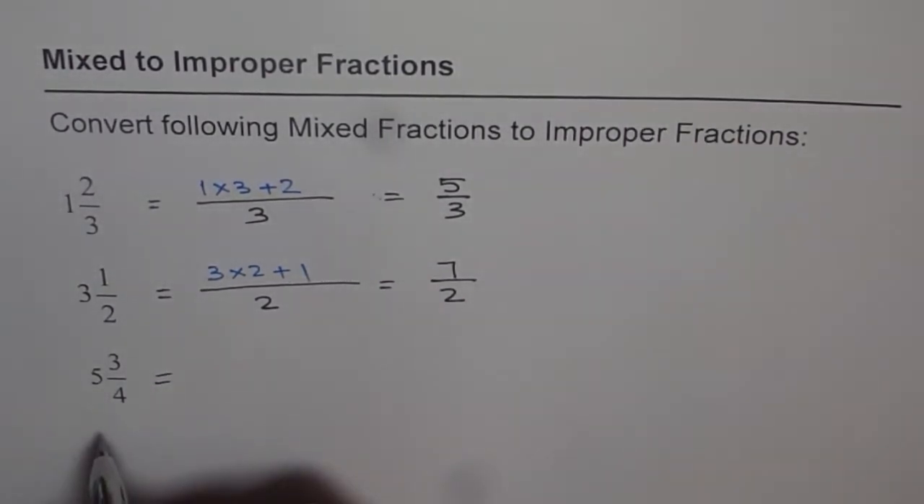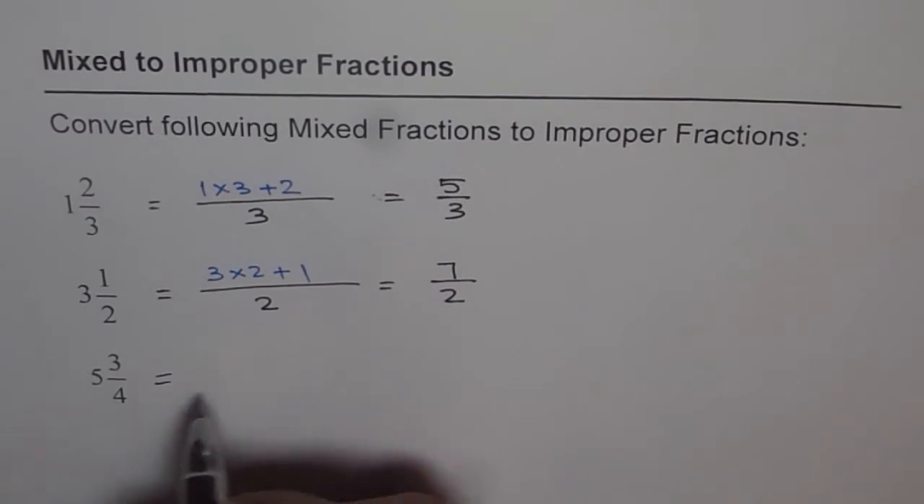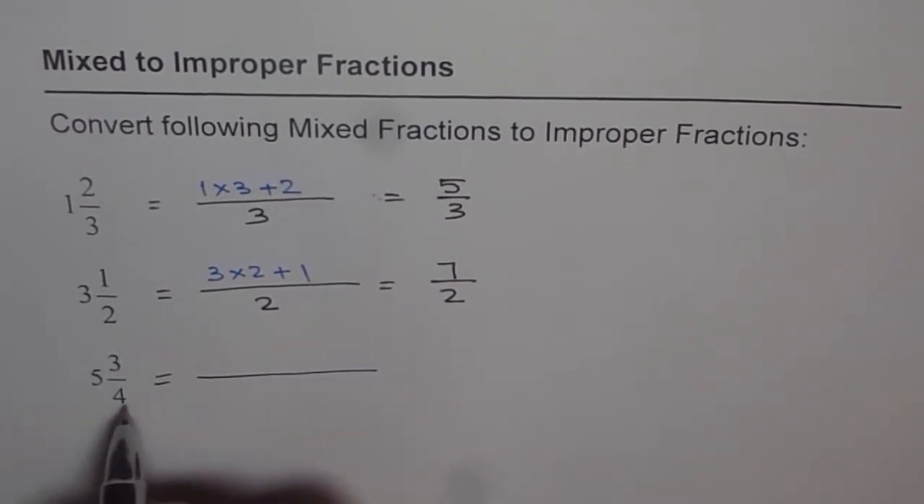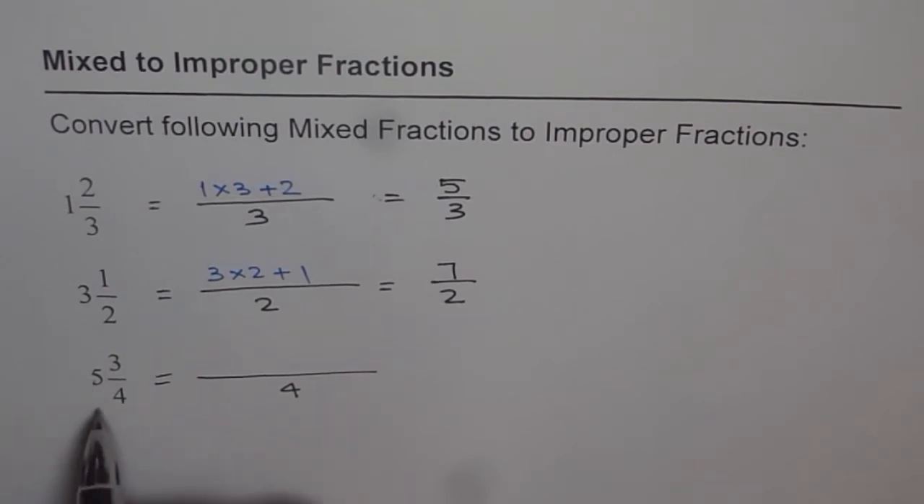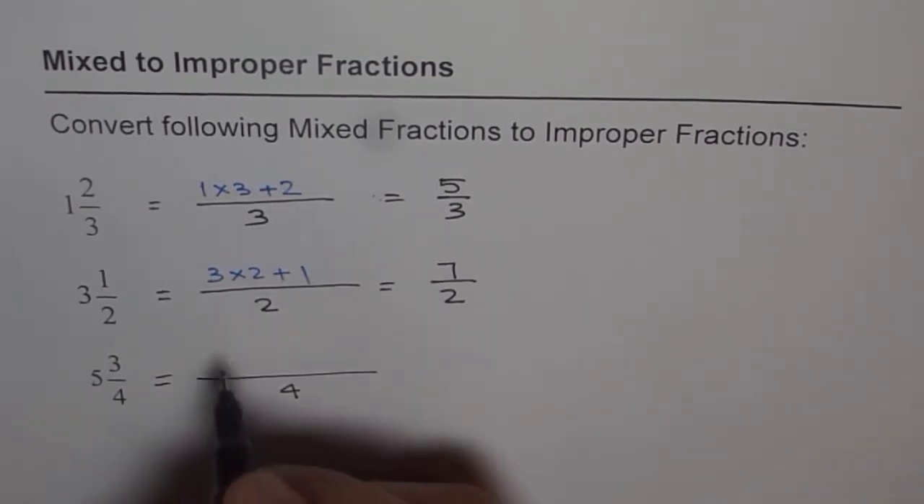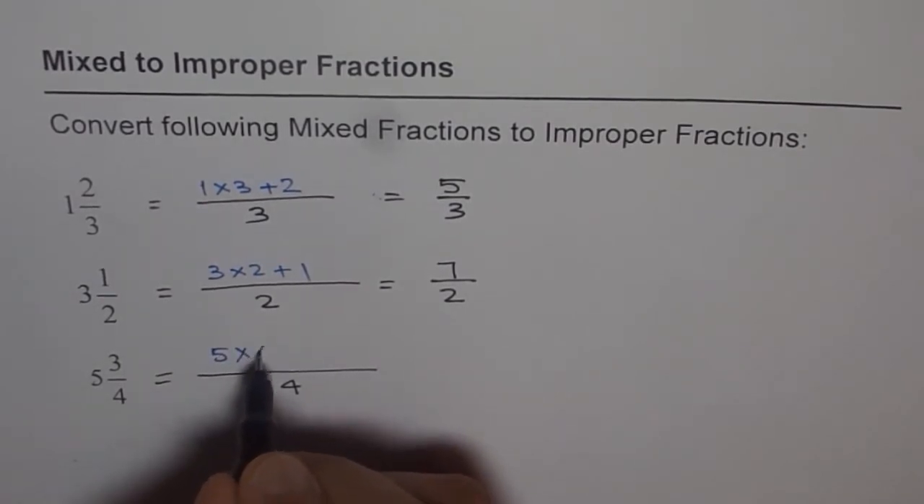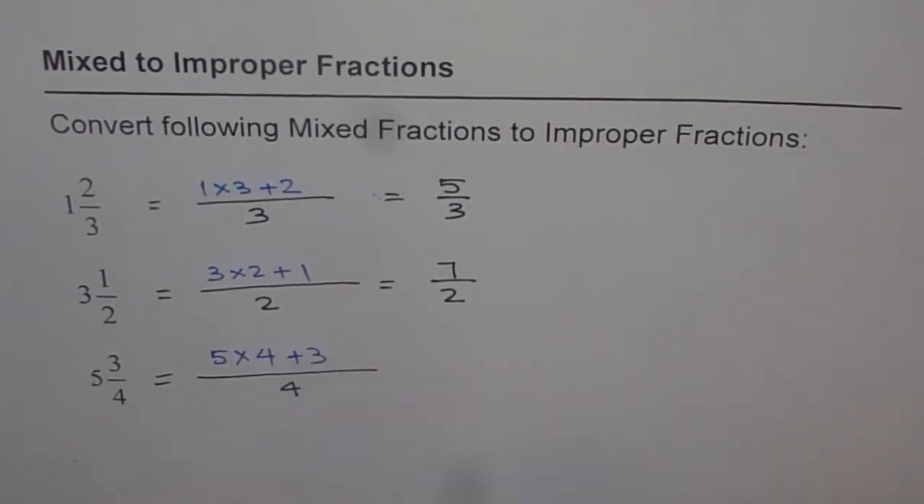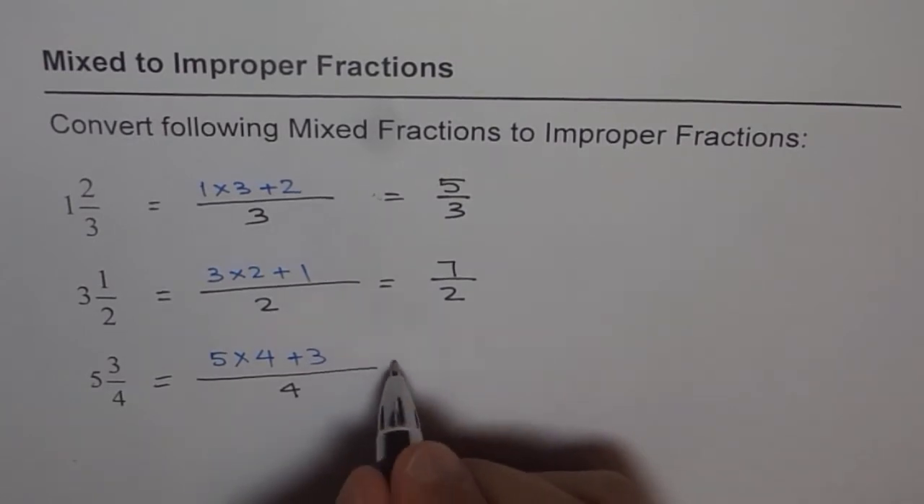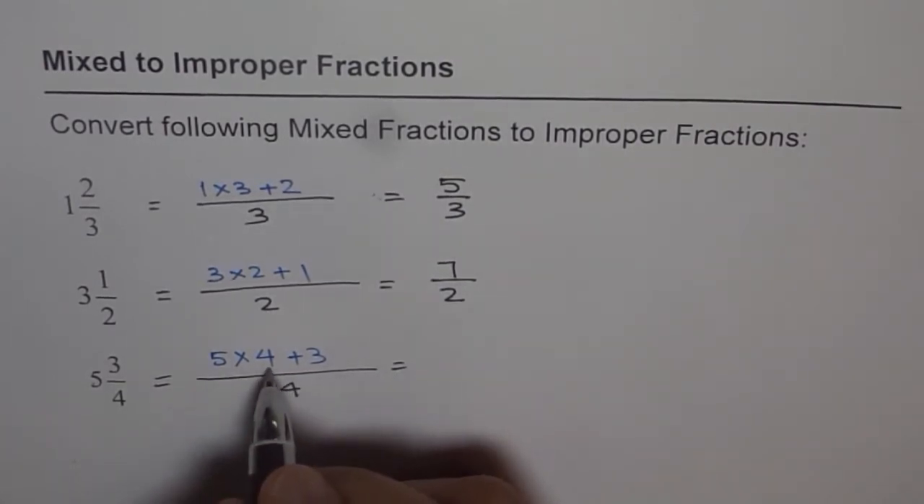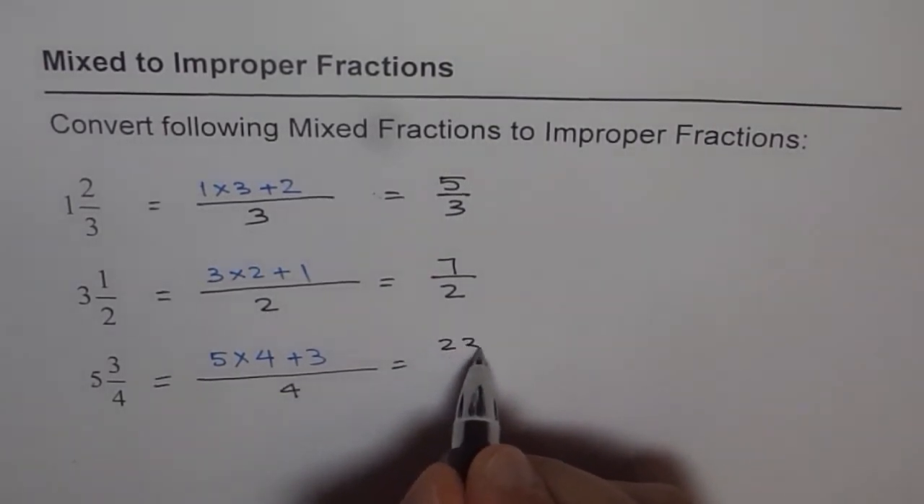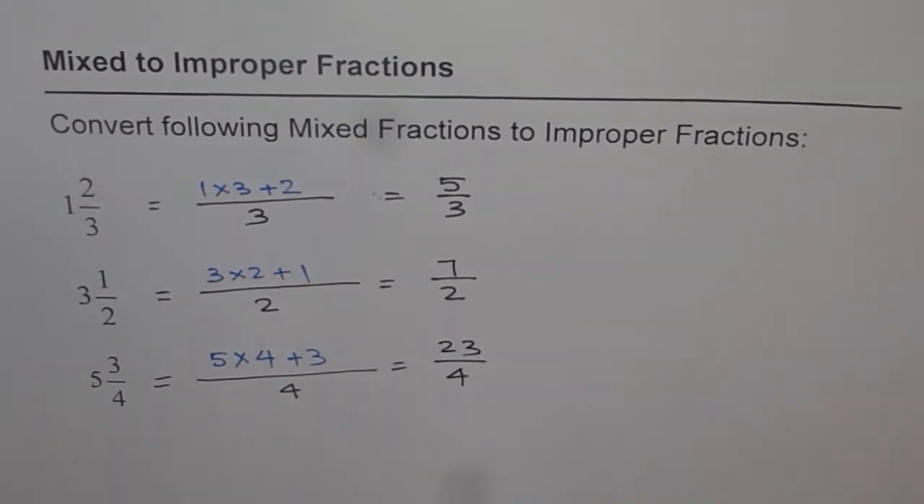Let's move on to the third one. 5 and 3 by 4. So 4 is in the denominator. Multiply this whole number with the denominator. 5 times 4 and then add 3 to it. So we have 5 times 4 plus 3. Correct. 5 times 4 is 20. 20 plus 3 is 23. And we get 23 over 4 as an improper fraction.